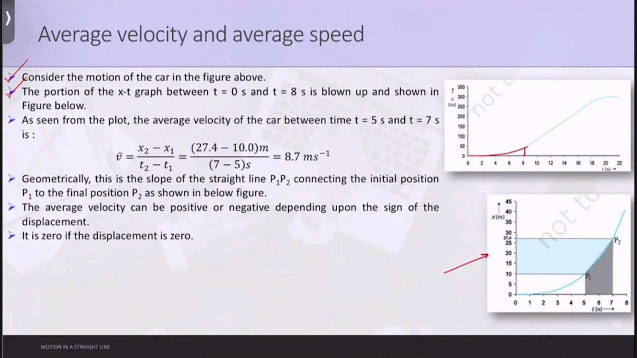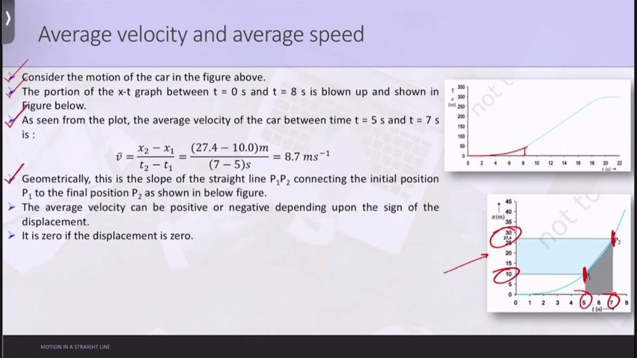As seen from the plot, what is the average velocity of the car between t equal to 5 and t equal to 7 seconds? So v1 is nothing but (x2 minus x1) upon (t2 minus t1). What is the final value of x? It's 27.4. What is the initial value? It's 10. What is the final value of time? It's 7. What is the initial value of time? It's 5. Therefore, it's (27.4 minus 10) meters upon (7 minus 5) seconds. Hence the answer will be 8.7 meters per second.